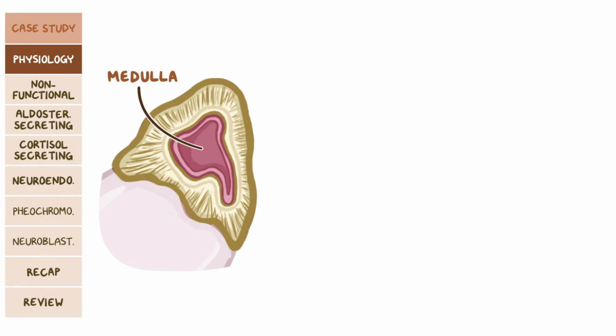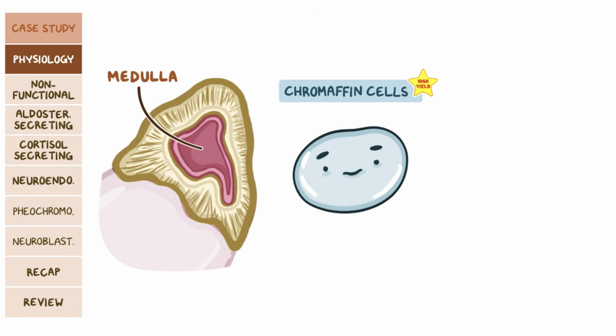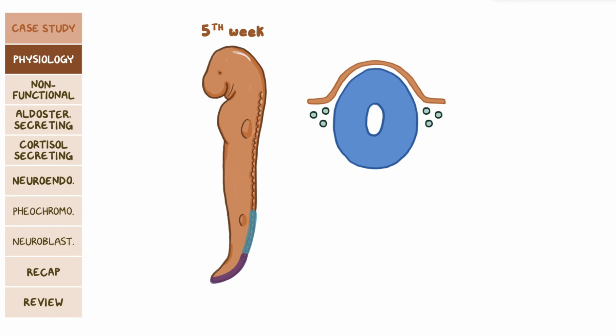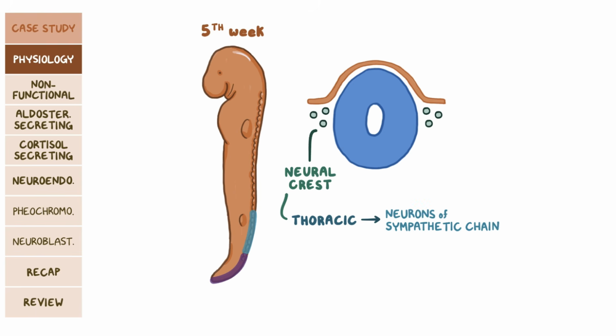The medulla is composed of special cells called chromaffin cells. These are modified postganglionic sympathetic neurons that originate from the neural crest. Normally, when a fetus is in its 5th week of development, special cells called neural crest cells start migrating along the midline of the embryo. In the thoracic region, neural crest cells differentiate into the neurons of the sympathetic chain on either side of the developing spinal cord. In the lumbar region, neural crest cells differentiate into the cells of the adrenal medulla.